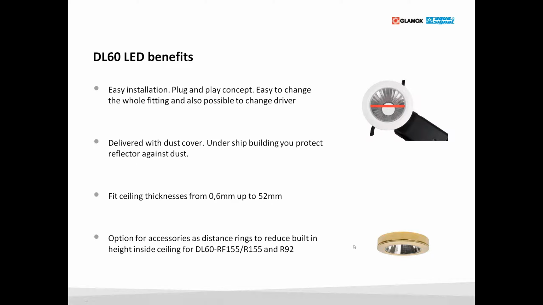We have also launched an adapter that you can put in the front, so you can reduce the height inside the ceiling if you have a collision when you're putting it up with a pipe or a beam, or the space is not enough. Then you can build the downlight down a little bit and reduce the height inside the ceiling with this distance ring that you can place in the front of the downlight. That's accessories that you can buy.